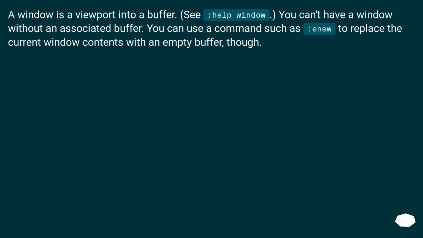A window is a viewport into a buffer. See :help window. You can't have a window without an associated buffer. You can use a command such as :enew or :anew to replace the current window contents with an empty buffer, though.